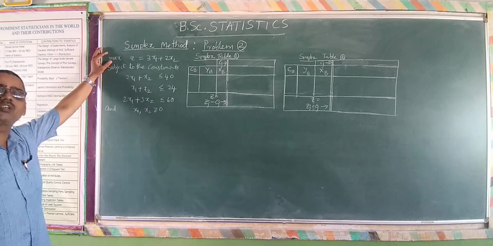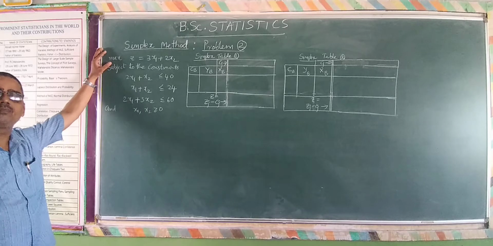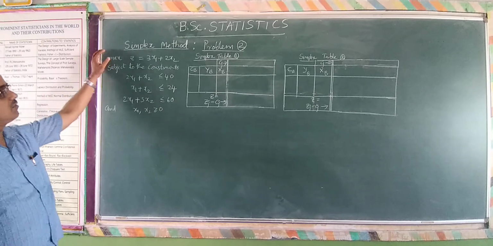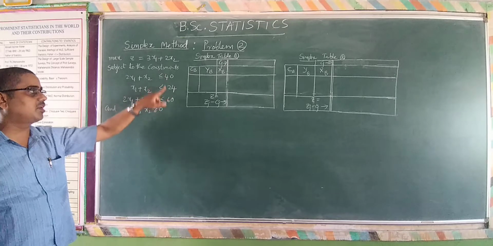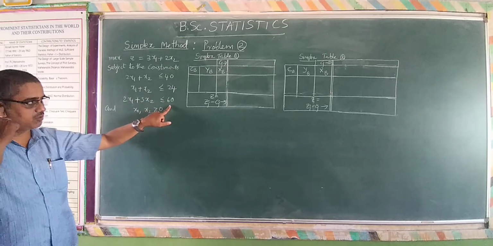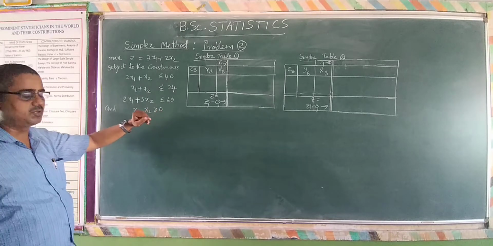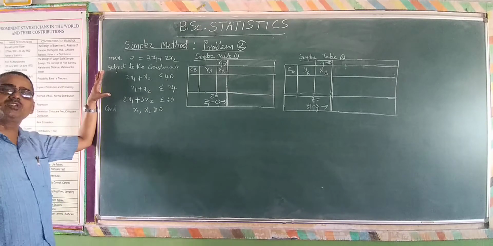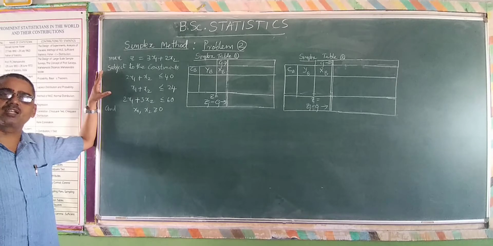First, we check whether the objective function is maximization or minimization. Here it is maximization, therefore no problem, continue. Next, we have to check whether all the bi's, the right hand side constants, are non-negative or not. All are greater than or equal to 0, therefore go to the next step. Then we have to introduce slack and surplus variables, whichever are necessary, so that the inequations of the constraints are converted into equations.